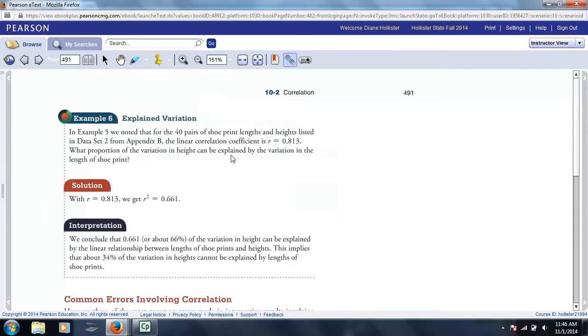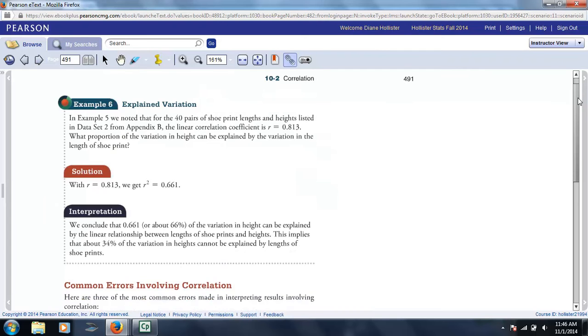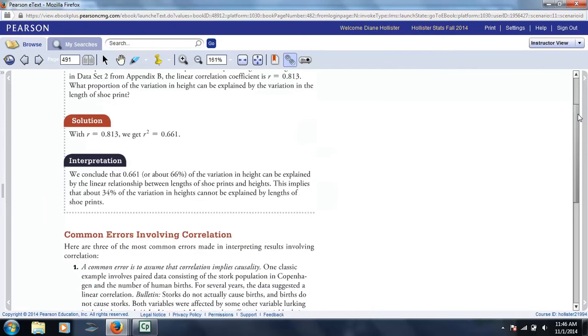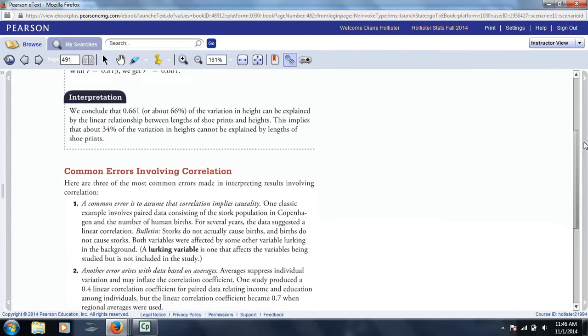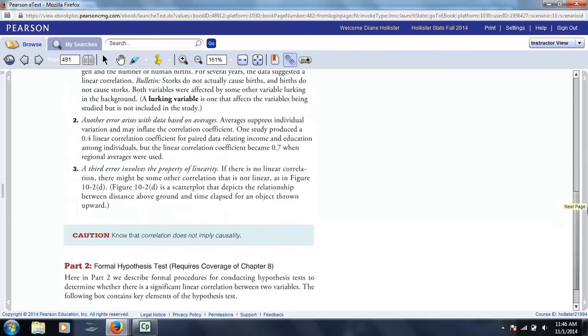So for example, if we look at shoe prints and heights, we could say, if we took the correlation of 0.813 and we squared it, we get 0.661, and that would indicate that 66% of the variability in heights could be linked with variability in shoe print lengths, which means there are other variables involved. And obviously, we all know that it's not just height and shoe size that are connected, but there are other factors and variation in height that cannot be explained by how large your feet are.